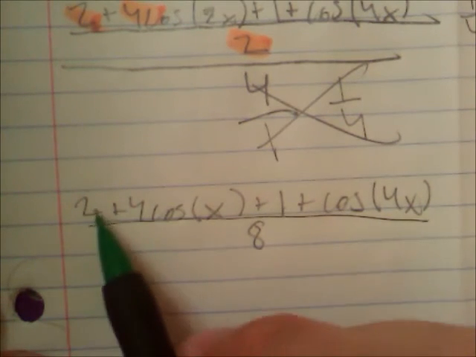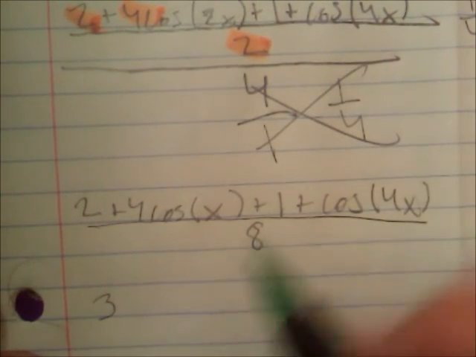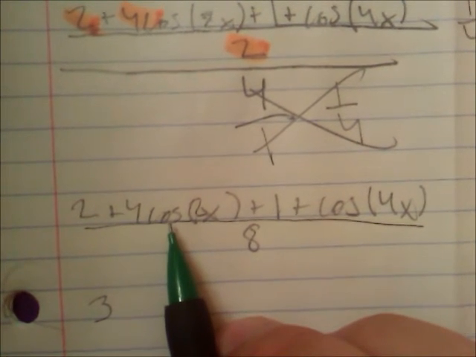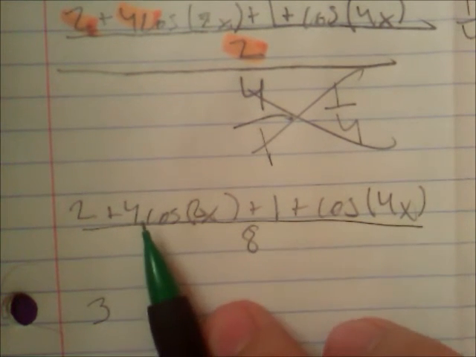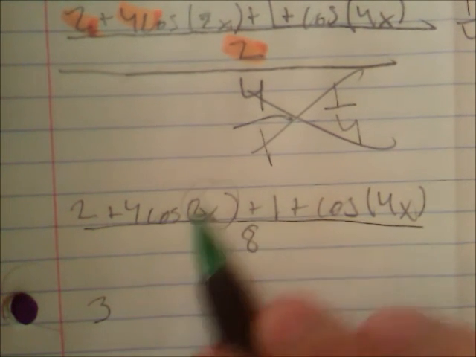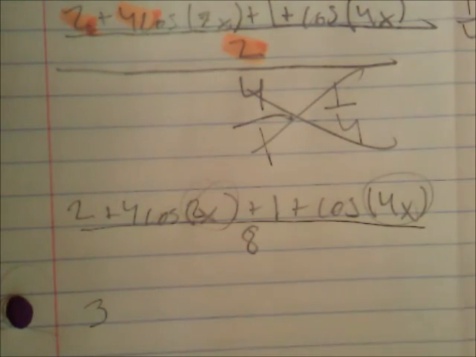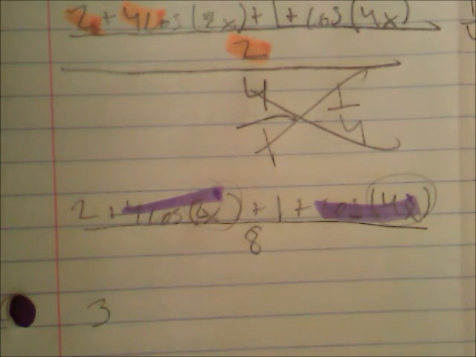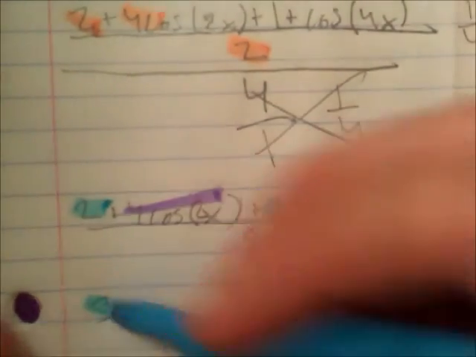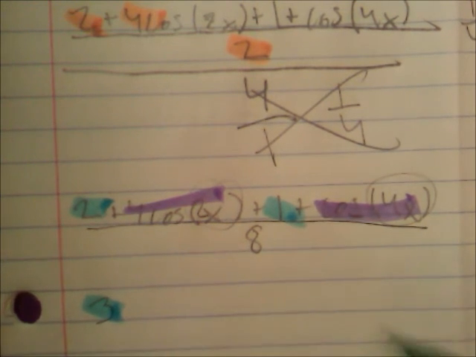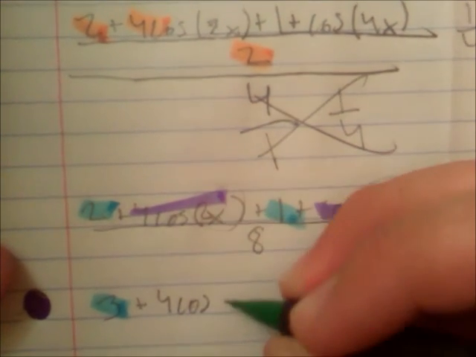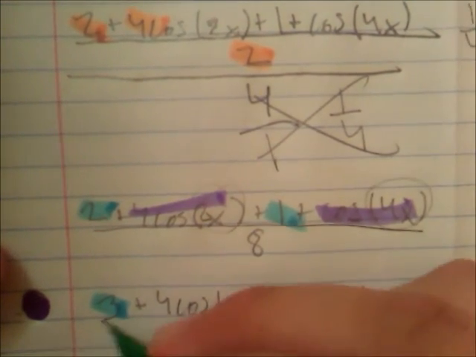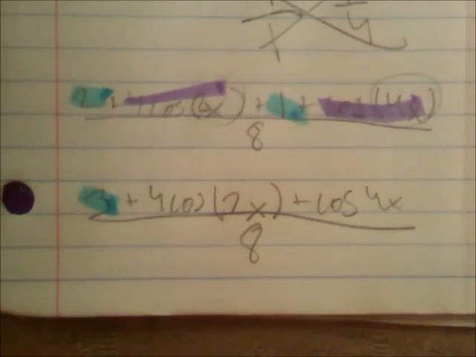Combine your like terms. The 2 and the 1 become a 3. And that's supposed to be 2 right there, sorry. And when you're adding you do not add the cosines, my bad. The reason why is because this is a 2x and this is a 4x, so you cannot add these two together, but you can add these two together to get your 3. So this will be 3 plus 4 cosine 2x plus cosine of 4x over 8. And that is number 1.